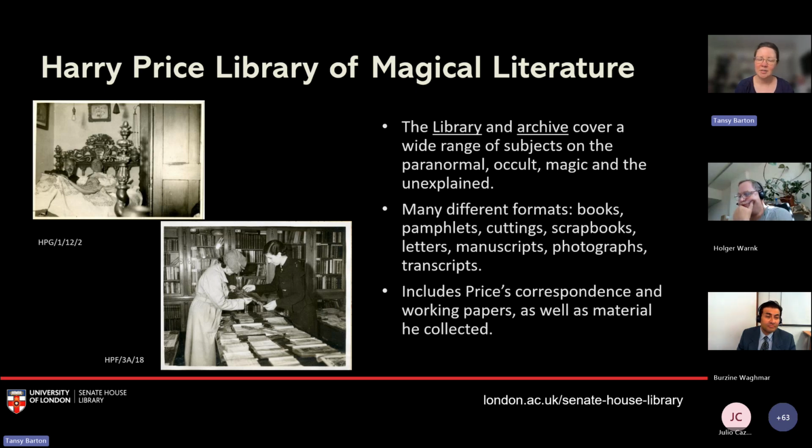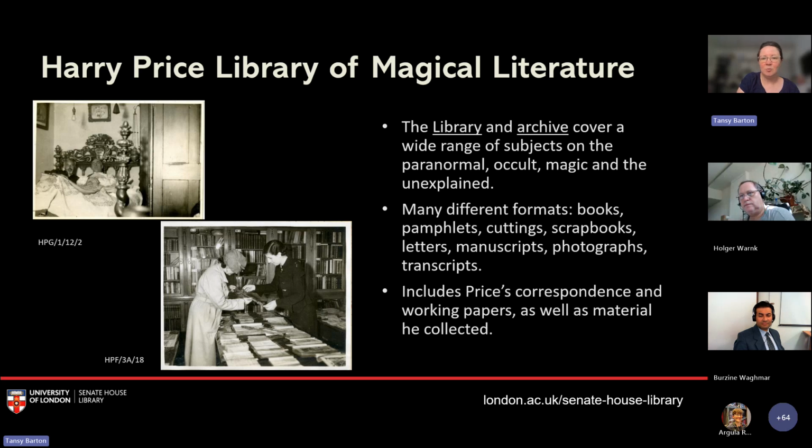So the Harry Price Library, to give you a brief introduction, is a collection created by a man called Harry Price. He was active in psychical research, ghost hunting, testing mediums, investigating unexplained phenomena in the 1920s and 1930s. And he built up a very extensive library of material covering all subjects to do with the paranormal, the occult, magic, and the unexplained, and also within that stage magic. And that's what I'm going to be particularly looking at today.